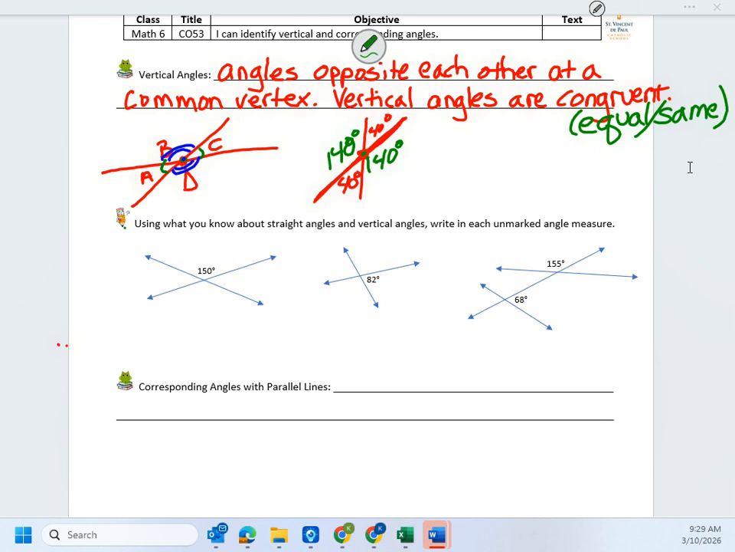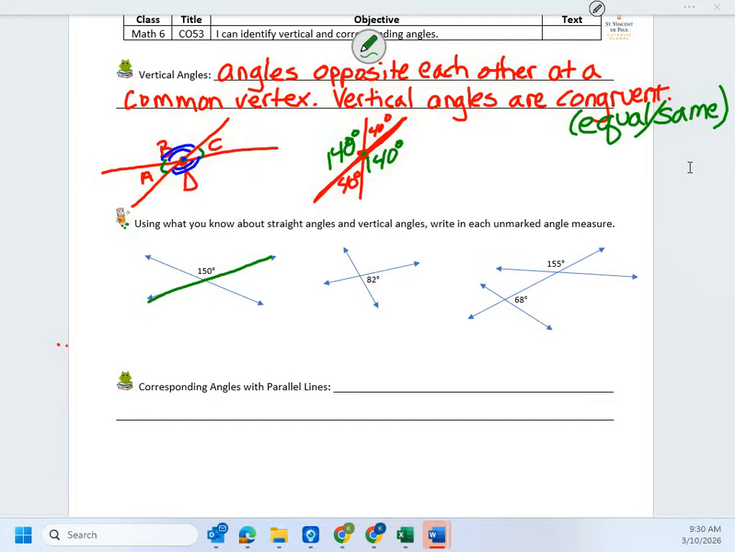So, using what you know about straight angles and vertical angles, write in each unmarked angle measure. They're giving us one angle. We know this is a straight line, I'm not drawing it very straight. A straight line is how many degrees? 180, magic number. Okay, we have a couple of magic numbers we need to remember for this unit. Straight line, 180 degrees. Supplemental angles equal 180 degrees.